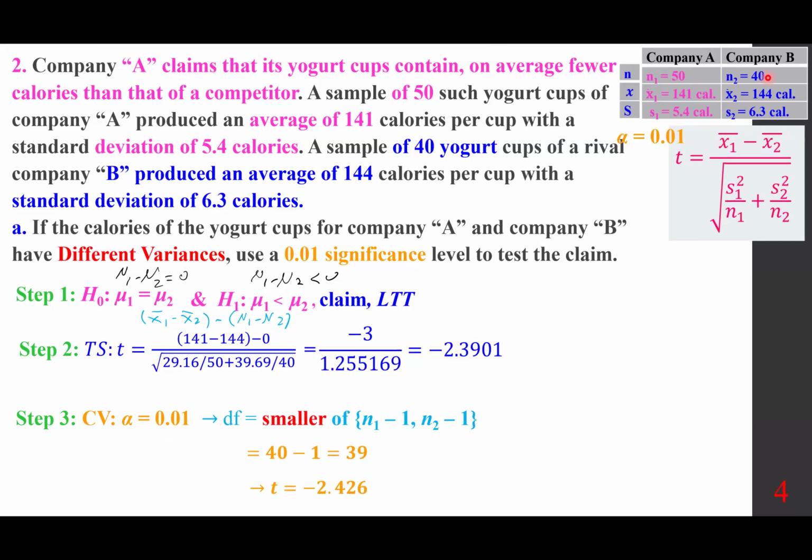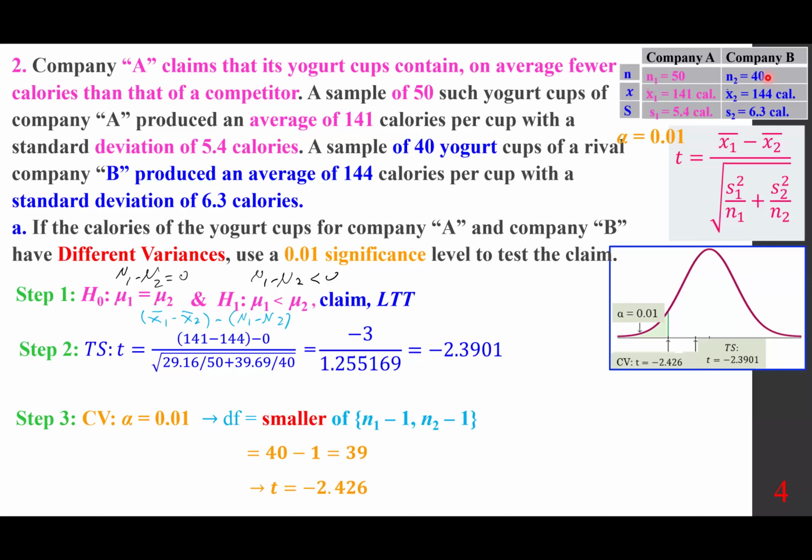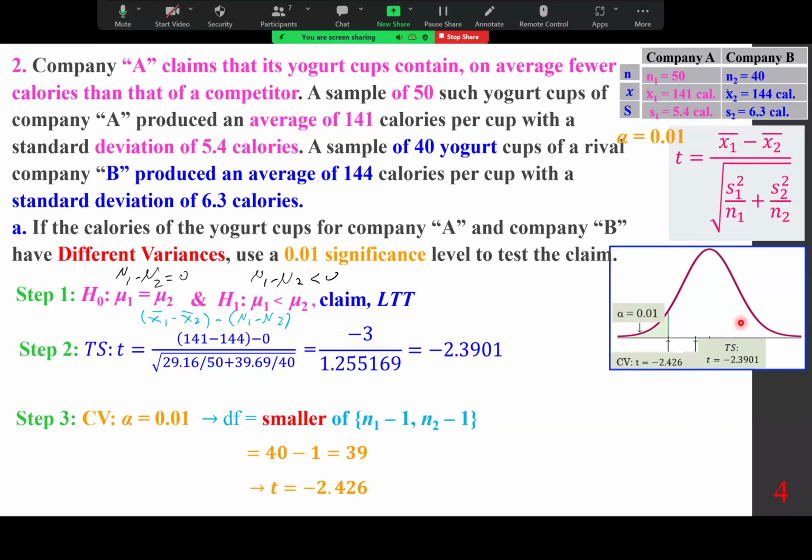And with that being the case, when we do the drawing, it's extremely important to see why and how we make a decision. If you look at this graph, alpha is 0.01. The critical value is negative 2.426. The test statistic, which is negative 2.309, is somewhere here. And it may not be to scale, but it's way into the non-rejection region. Therefore, don't reject H0, or fail to reject H0.